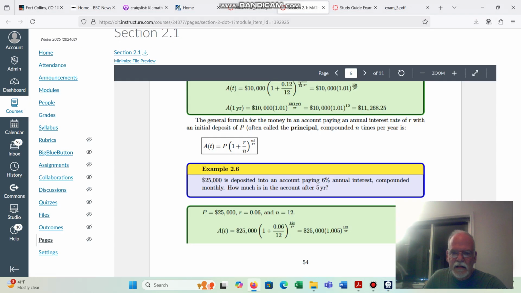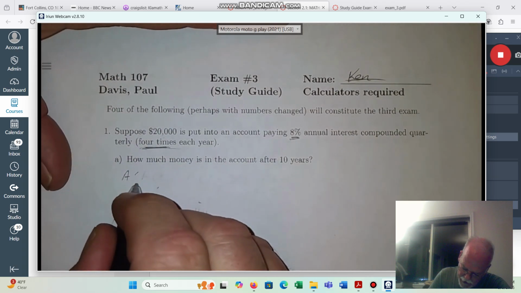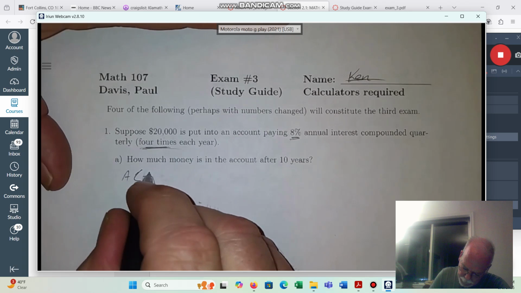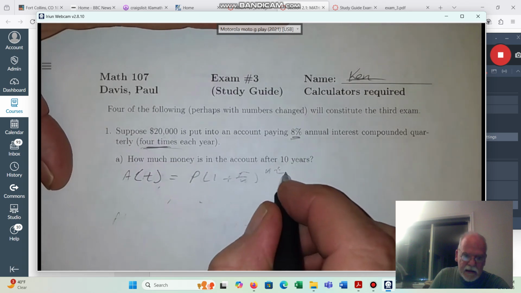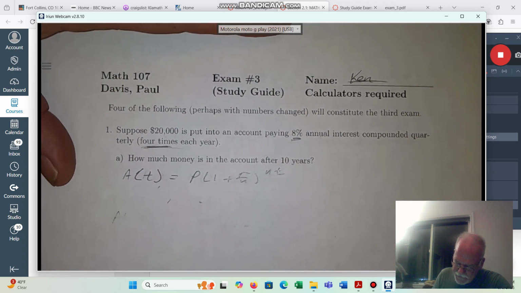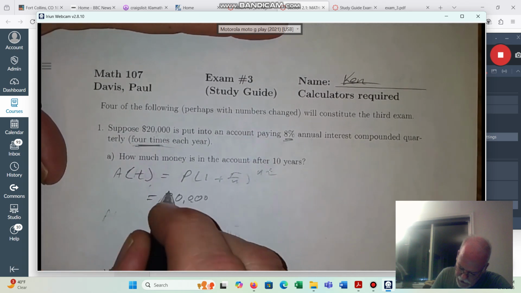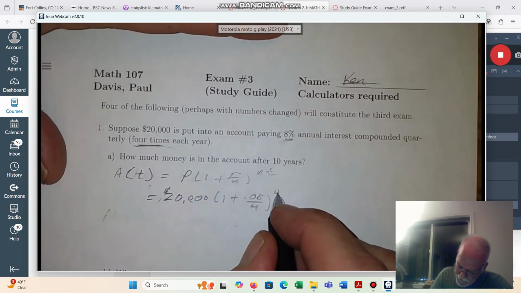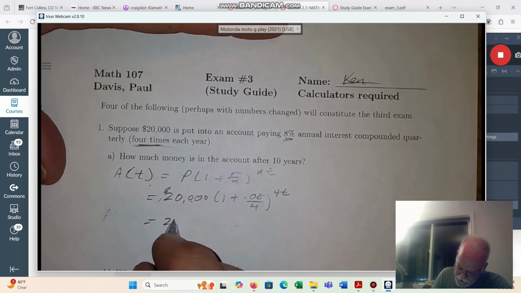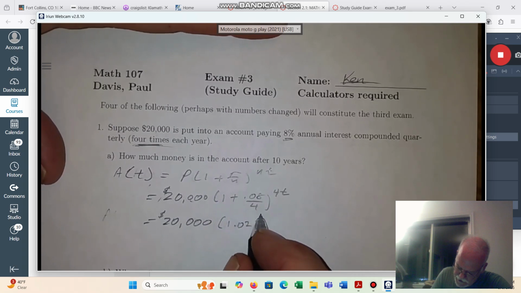Well, if I click on this part right here, I'm going to use that formula. Let me write it down. A of t is equal to P times (1 plus r over n) to the nt power. Filling the numbers in, that'd be $20,000 times (1 plus 0.08 over 4) to the 4t. And so that'll be $20,000 times 1.02 to the 4t.